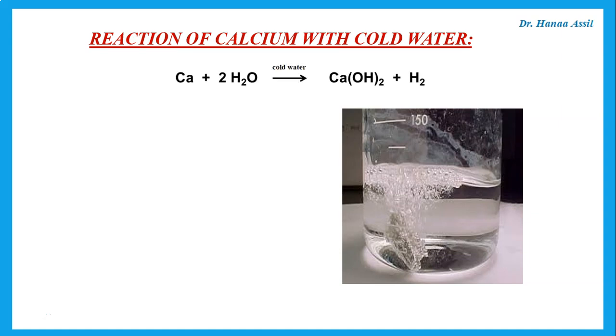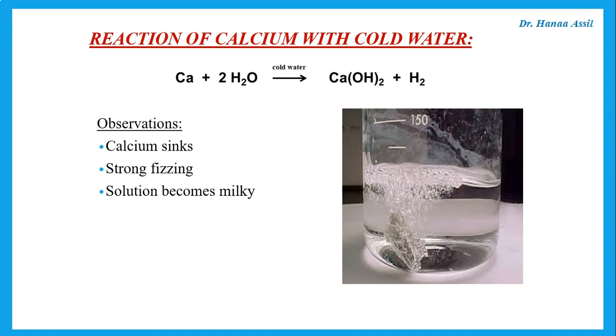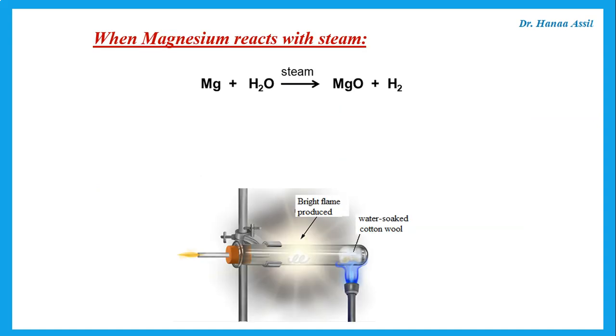What about calcium? Again, calcium reacts with cold water, so it gives calcium hydroxide plus hydrogen. But in this case, calcium is in group 2, so it has higher density, so the calcium sinks. We still get a lot of fizzing because it's giving out hydrogen gas, but the solution becomes milky because the calcium hydroxide that is formed is not very soluble.